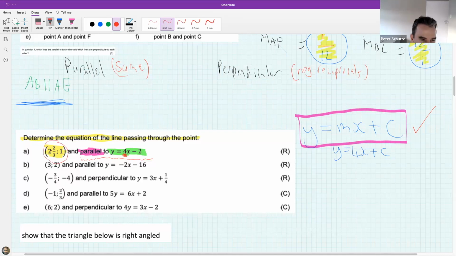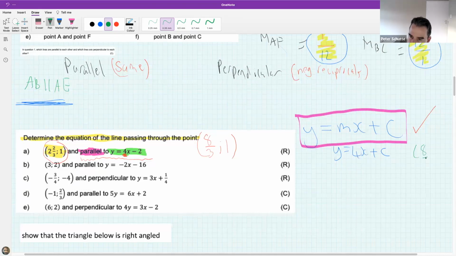Now, because it's written like a mixed number, I'm going to convert it to an improper fraction. So 2 2/3, I go 2 times 3 is 6, plus 2 is 8. And so this point is the point (8/3, 1). It's so much easier to write your points in improper form. It's a top tip for when you're dealing with straight lines. Improper is your friend. Then I need to find what c is.